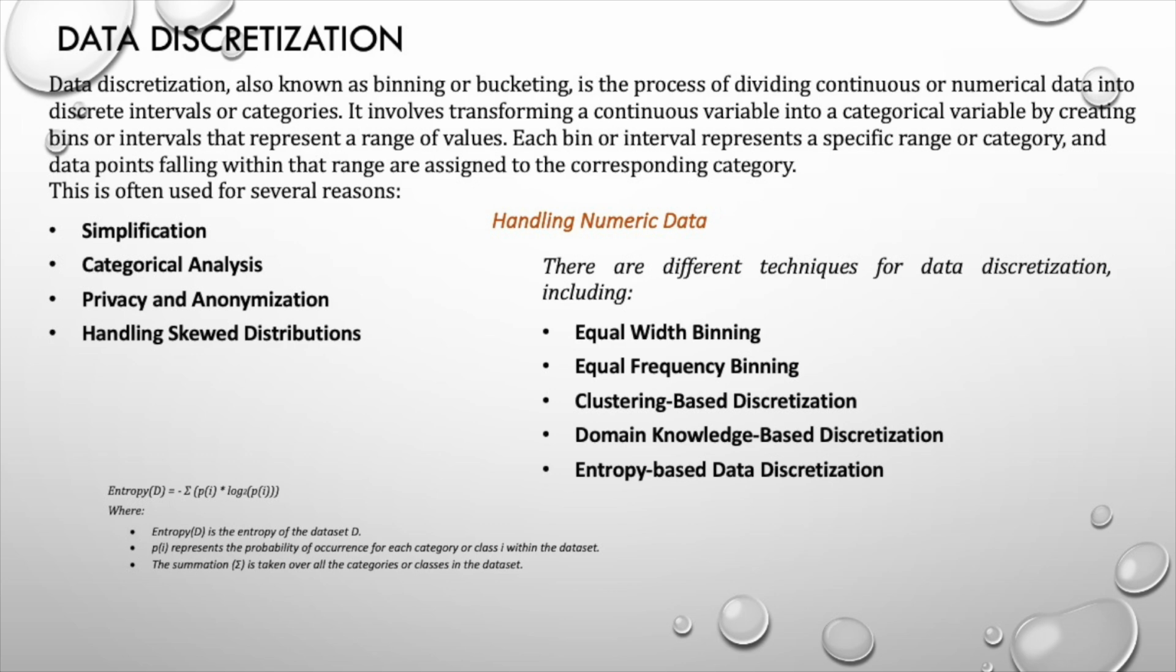Handling skewed distributions. Discretization can help address issues related to data distribution, especially when dealing with highly skewed or long-tailed distributions. By grouping values into intervals, it can mitigate the impact of extreme values or outliers and provide a more balanced representation of the data. There are different techniques for discretization, including equal width binning.